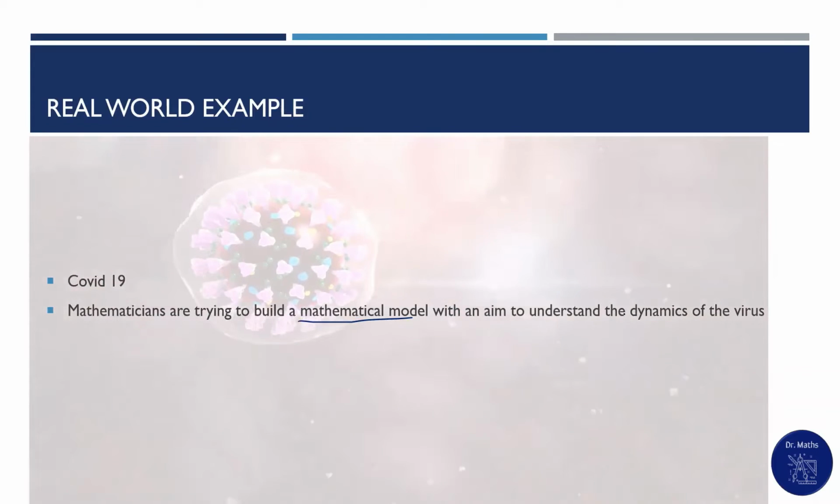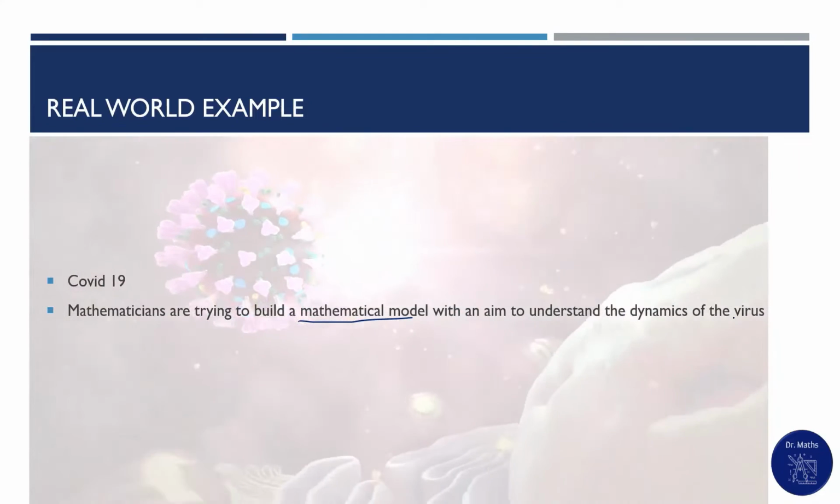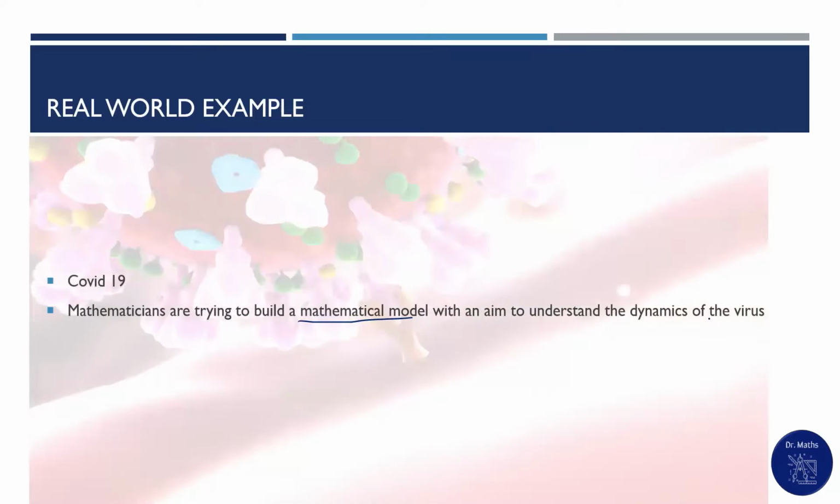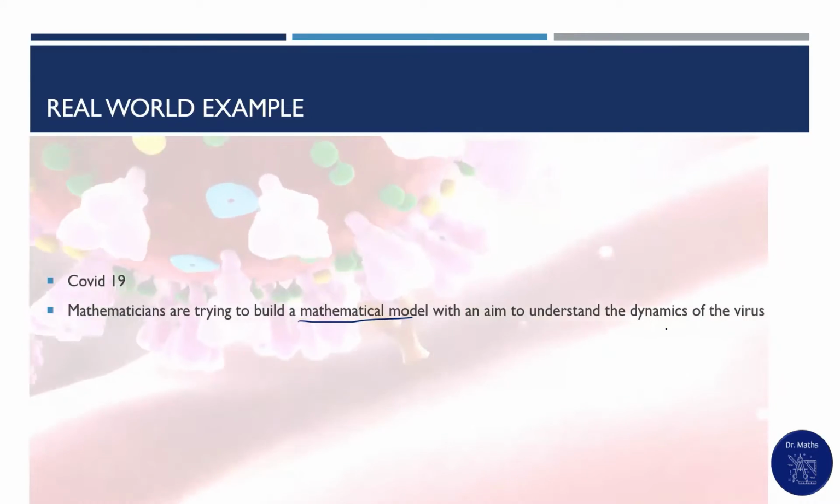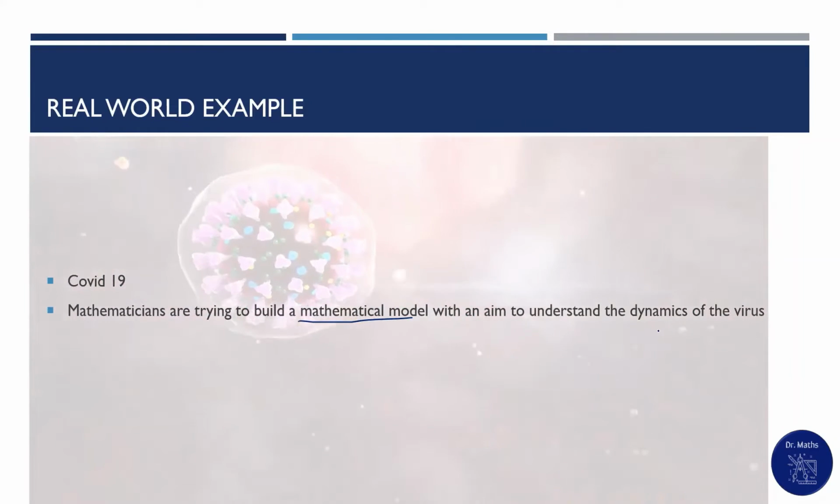So mathematicians are trying to understand the dynamics of the virus. Obviously, the aim of understanding the dynamics is clear to everybody. We want to get rid of that disease as soon as possible. So through mathematical modeling, one can do that.